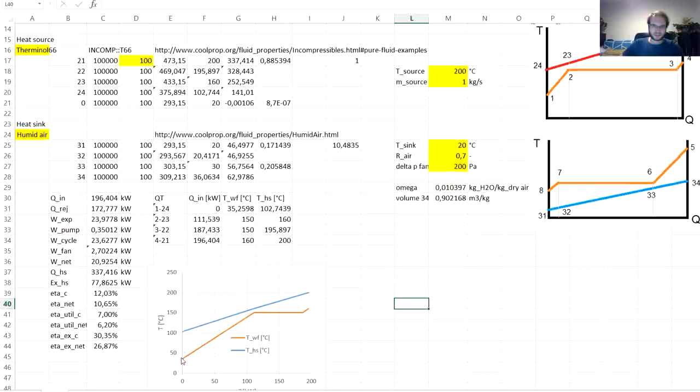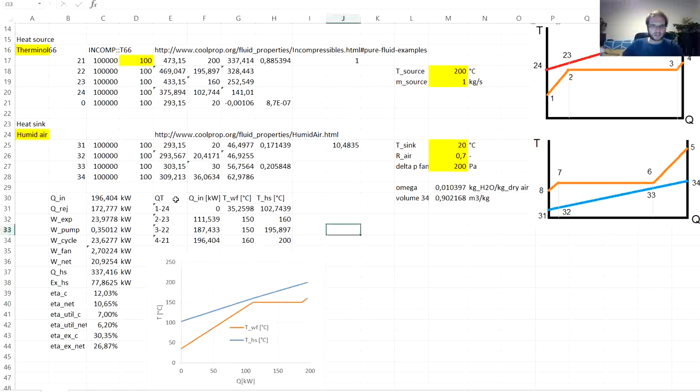You can see the relatively low specific heat capacity of the working fluid in comparison to the heat of evaporation. So this preheating part is much longer than, for example, what you could expect for water. Okay, so now we can do the same thing as we did here, also for the heat sink.